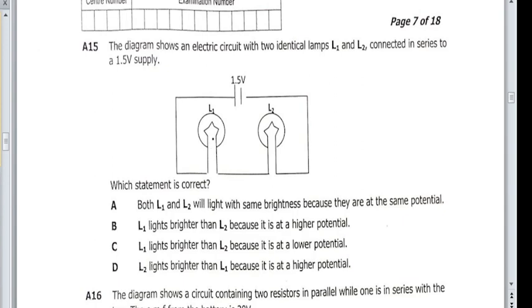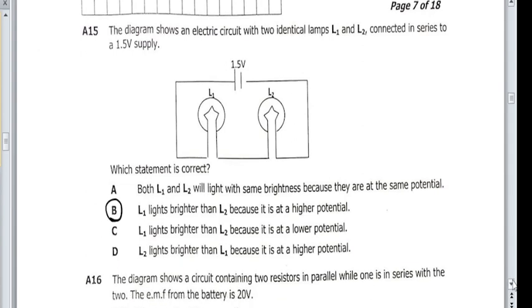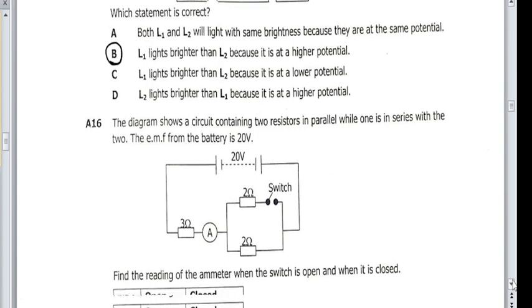So meaning this one is going to light with a brighter light as compared to that, because this will be the first one to get that current. So the answer choice for 15 is answer choice B. Alright, we proceed. We go to question 16.